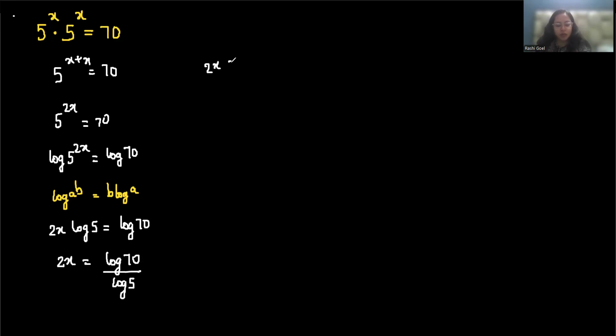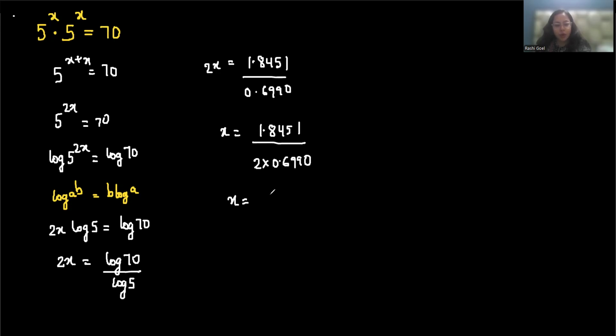2x is equal to log 70, which is approximately 1.8451, and log 5 is approximately 0.6990. So x is equal to 1.8451 divided by 2 times 0.6990. So x is equal to 1.8451 divided by 1.3980. So x is approximately 1.319.